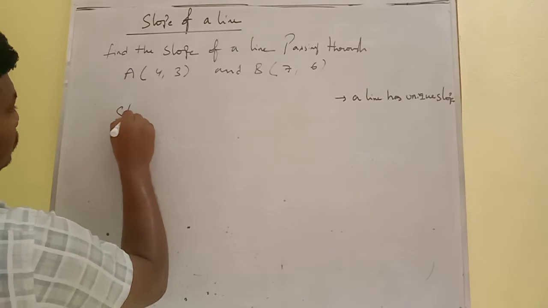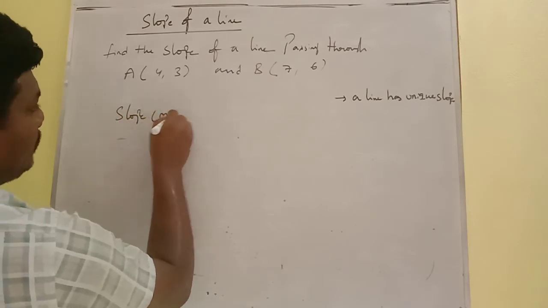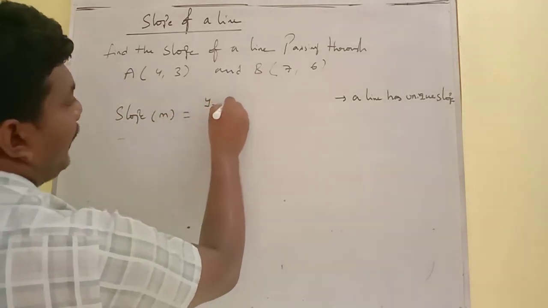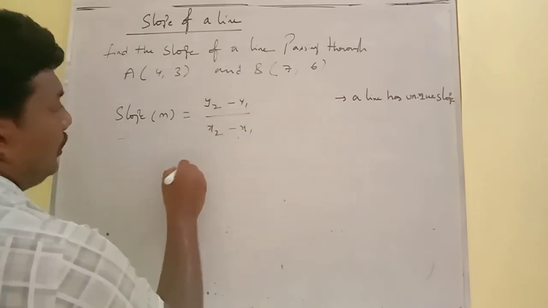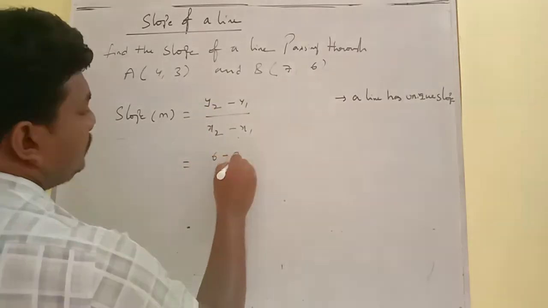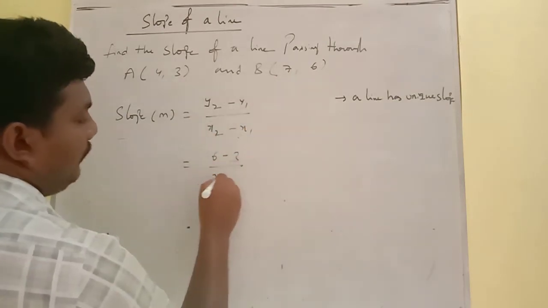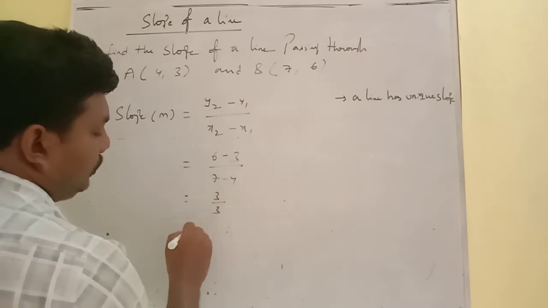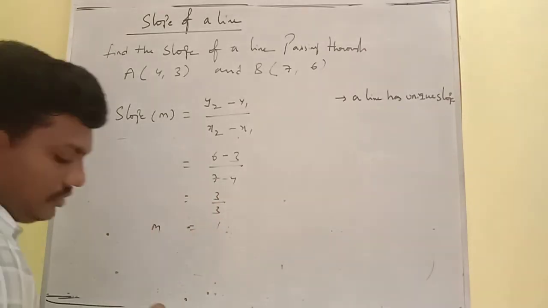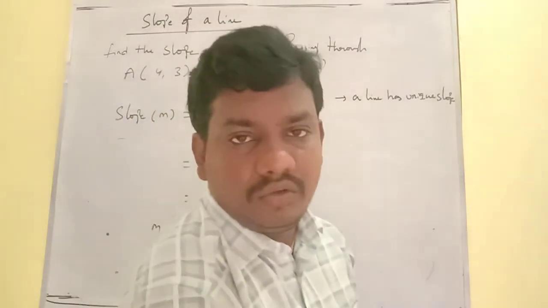Now, how to find the slope? m is equal to y2 minus y1 by x2 minus x1. That is 6 minus 3 by 7 minus 4. This can be written as 3 by 3, so the answer is 1. Slope is equal to 1.